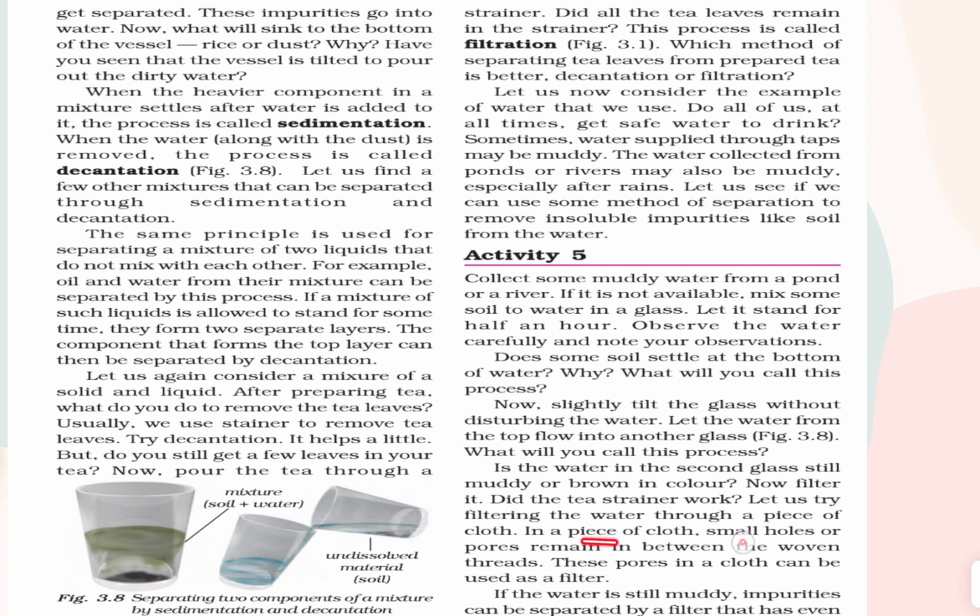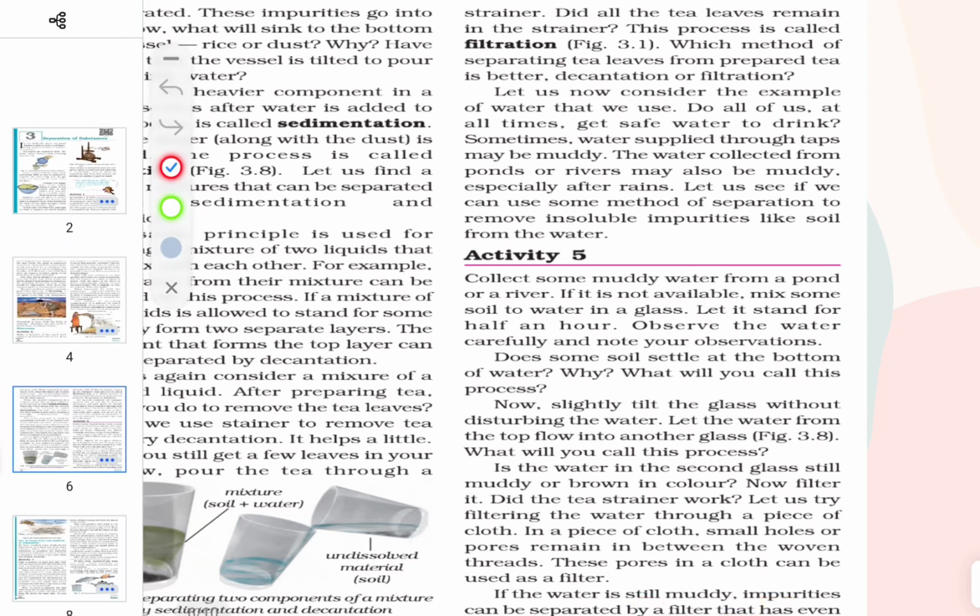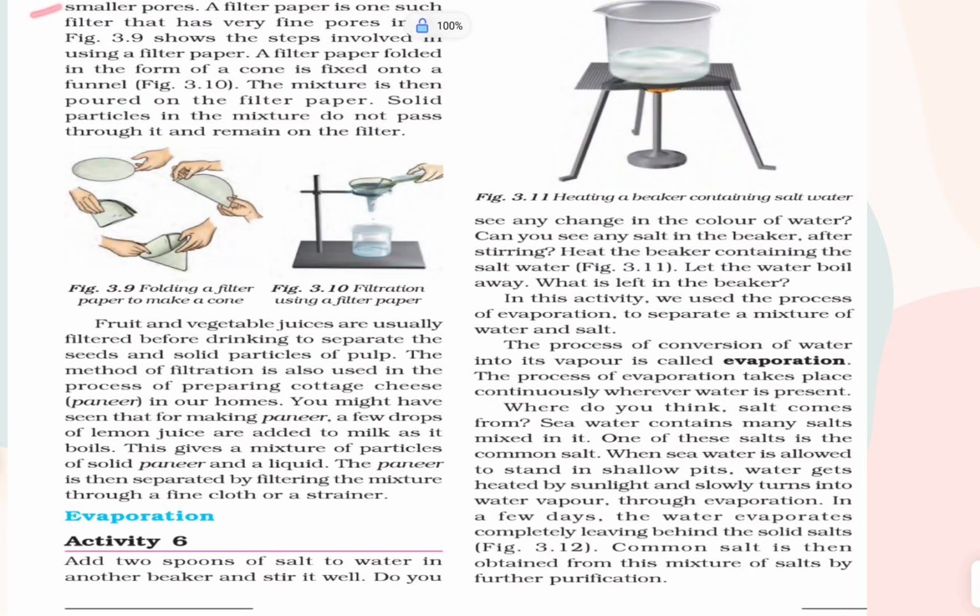In a piece of cloth, small holes or pores remain in between the woven threads. These pores in a cloth can be used as a filter. If the water is still muddy, impurities can be separated by a filter that has even smaller pores. A filter paper is one such filter that has very fine pores in it.